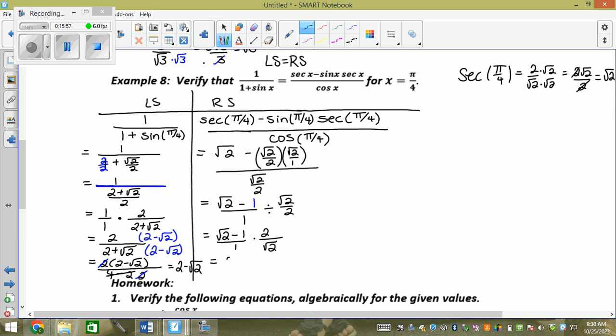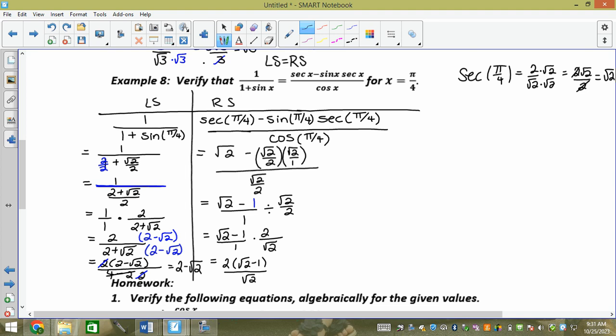So if I want, I can go 2 times root 2 minus 1 over root 2, and then I rationalize. So I'm going to get 2 root 2 times root 2 minus 1 over 2. The 2's cancel. And then root 2 times root 2 is 2 minus root 2. We match. That one's not an easy one, I'm not going to lie.